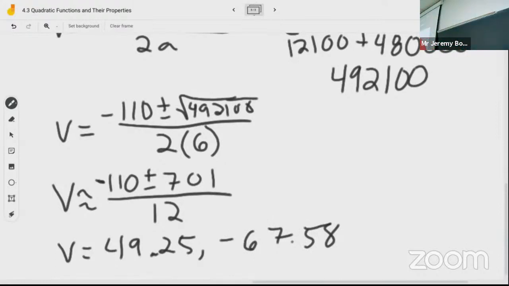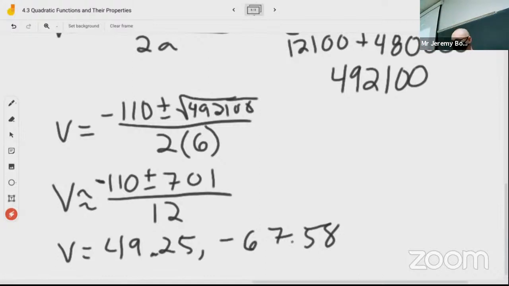You can also do this as one calculation to be more accurate if you wanted to. Negative 110 plus the square root of 492,100, divided by 12. I'm just curious how accurate our answer was. You get 49.29, and the other one you get negative 67.62. So we're off by a few decimals.